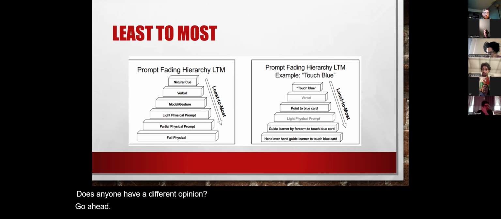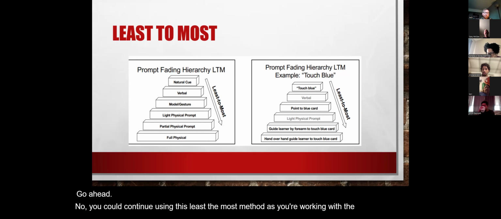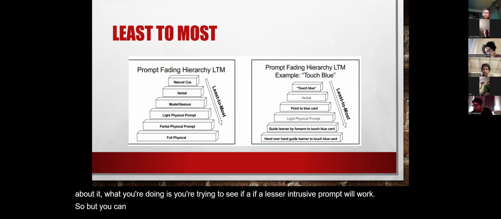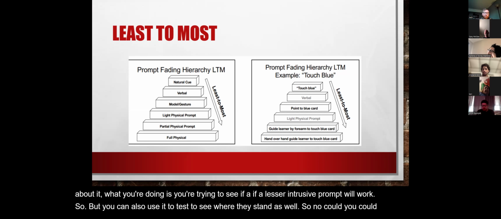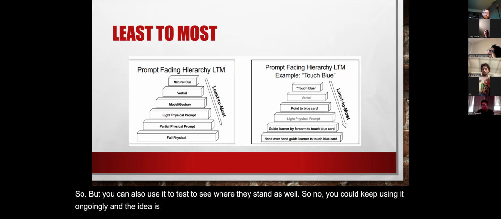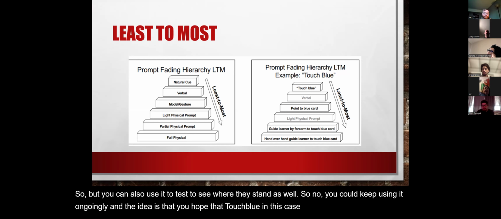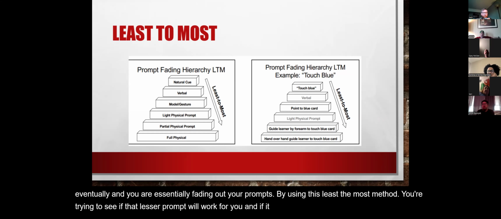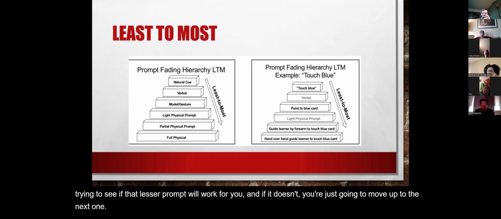No, no, you could continue using this least to most method as you're working with the VIPs. Because think about it, what you're doing is you're trying to see if a lesser intrusive prompt will work. But you can also use it to test to see where they stand as well. So no, you could keep using it ongoingly. And the idea is that you hope that touch blue, in this case, would evoke the behavior eventually, and you are essentially fading out your prompts by using this least to most method. You're trying to see if that lesser prompt will work for you. And if it doesn't, you're just going to move up to the next one. Good question. Appreciate it.